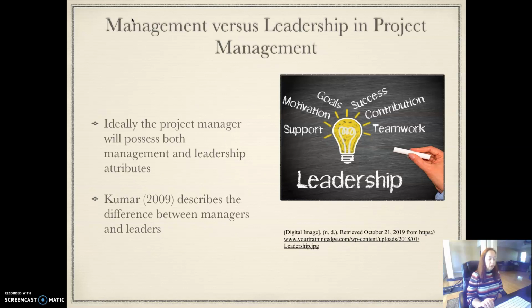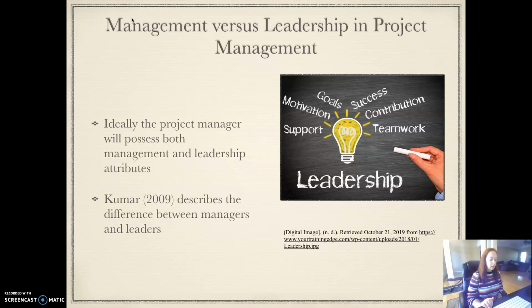Management and leadership are not interchangeable terms. One might be a good manager, but lack some leadership qualities. One might also be a leader, but may not have a management title. Ideally, the project manager will possess both leadership and management attributes. Kumar describes 5 key differences between managers and leaders.